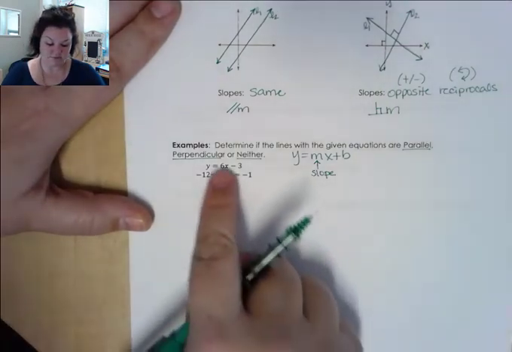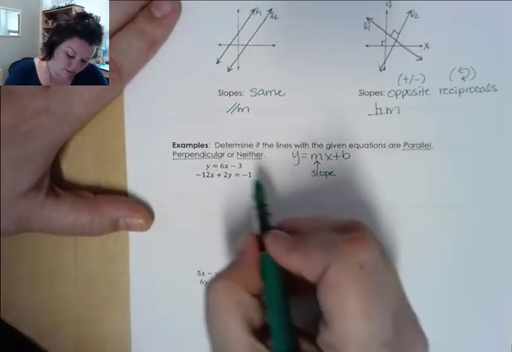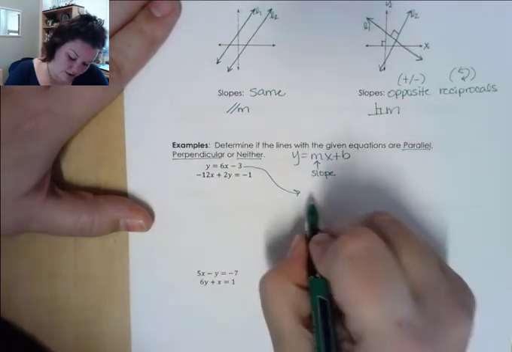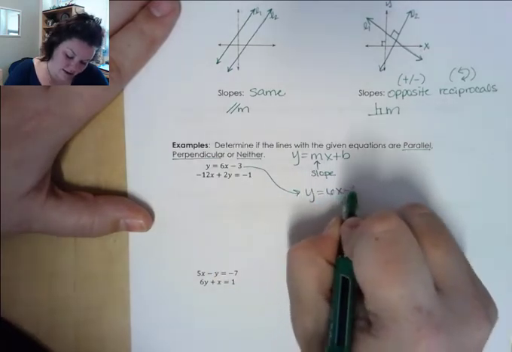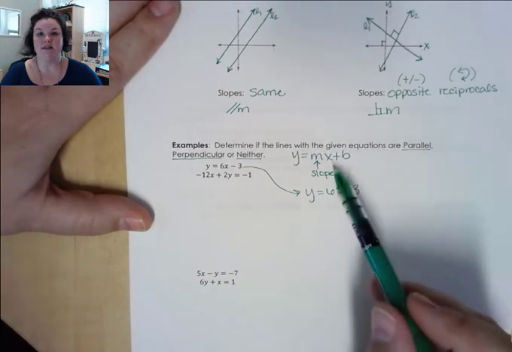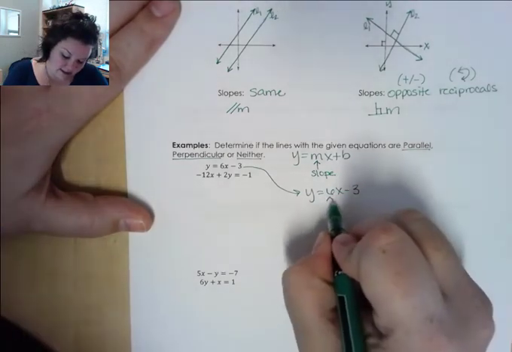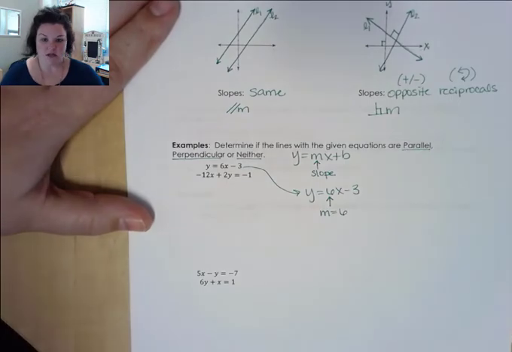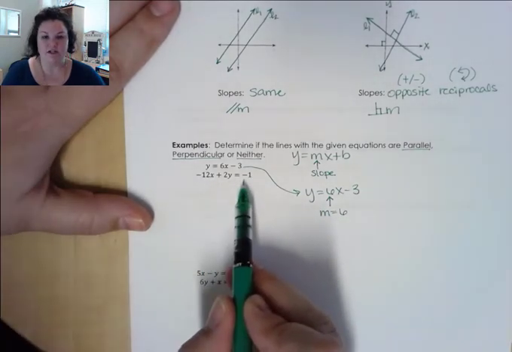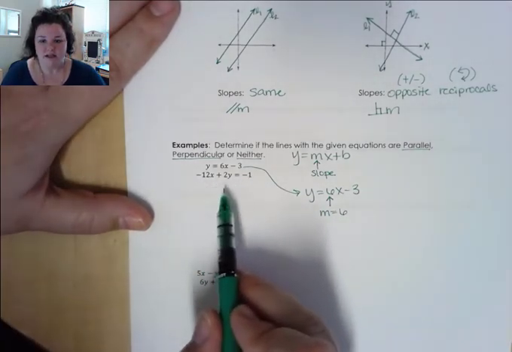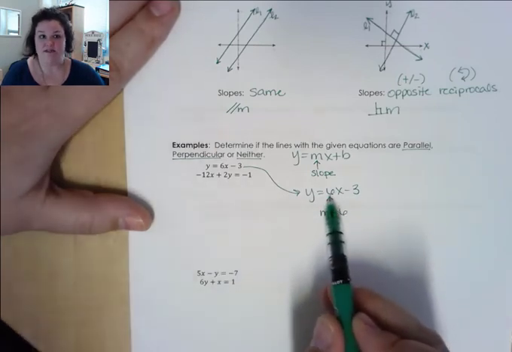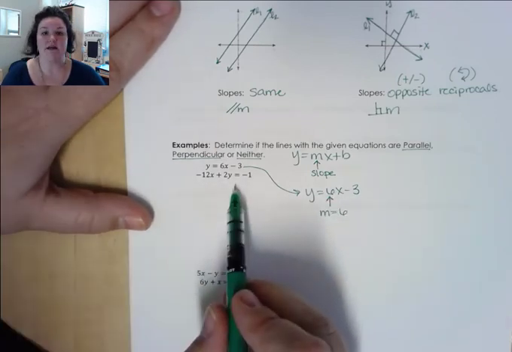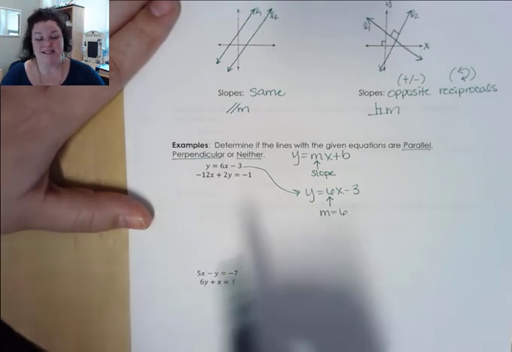So if I look at this first equation, I'm going to go ahead and move it over here. If I write y equals 6x minus 3, notice it's already written in that form. So I can easily see here that my slope is 6, right? So now I want to do the same thing for the second equation, but it's not solved for y. So I can't easily see what the slope is. So that's what I'm going to do. I'm going to take this line, solve it for y, so that I can see the slope.